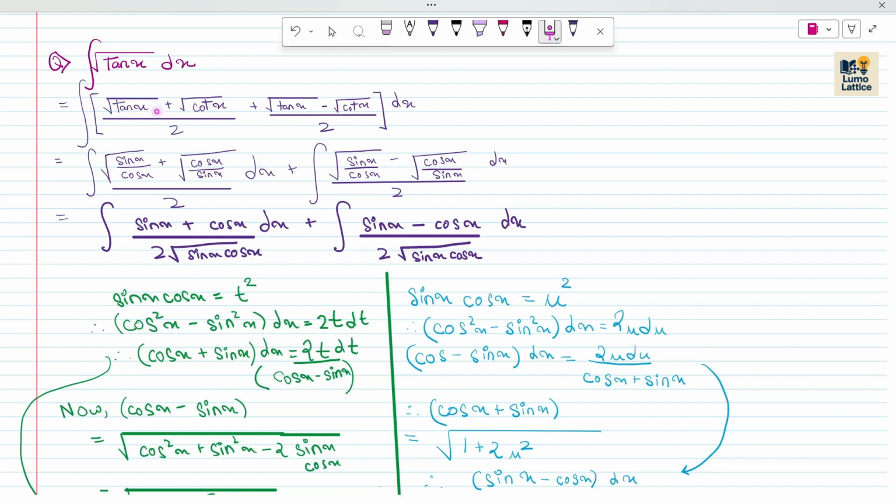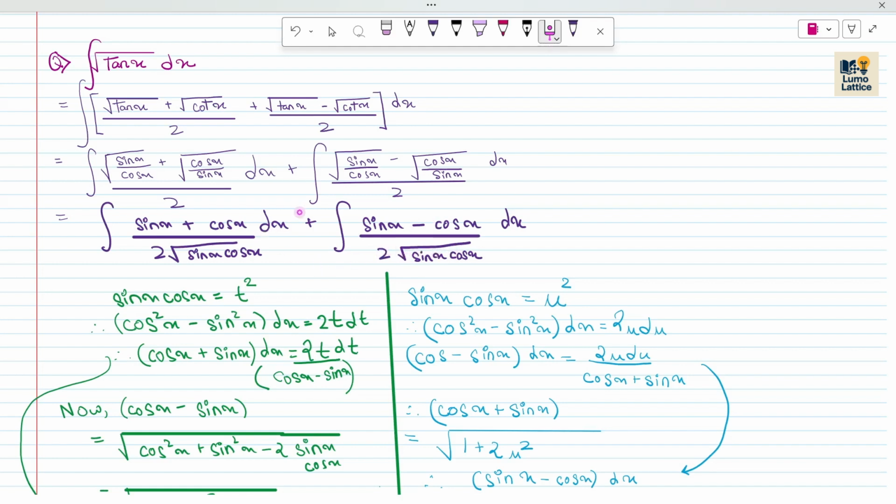Now we break tan x into sin x by cos x and cot x as cos x by sin x, and we do the same thing over here. Now we cross multiply here, so the equation turns out to be sin x plus cos x by 2 root over sin x cos x, and here if we cross multiply it turns out to be sin x minus cos x by 2 root over sin x cos x.